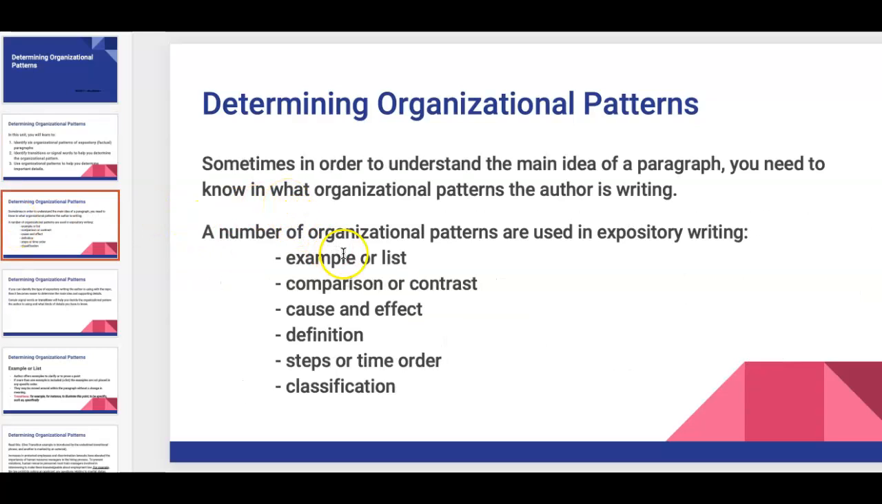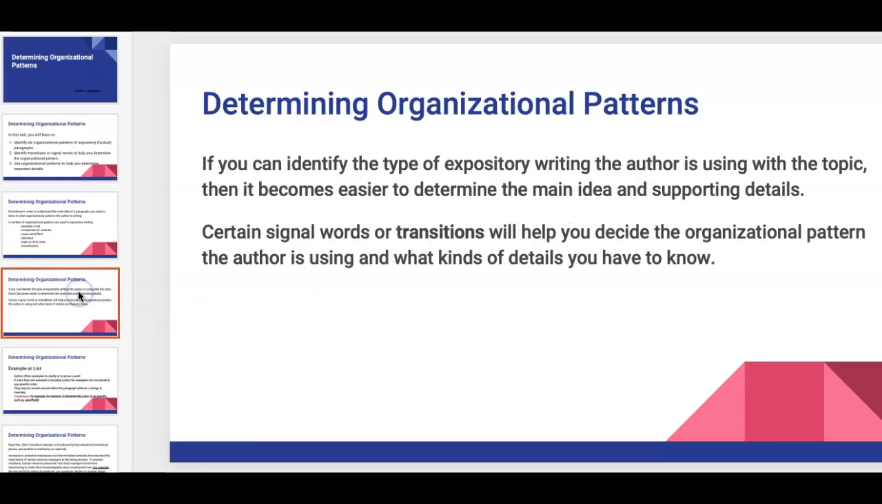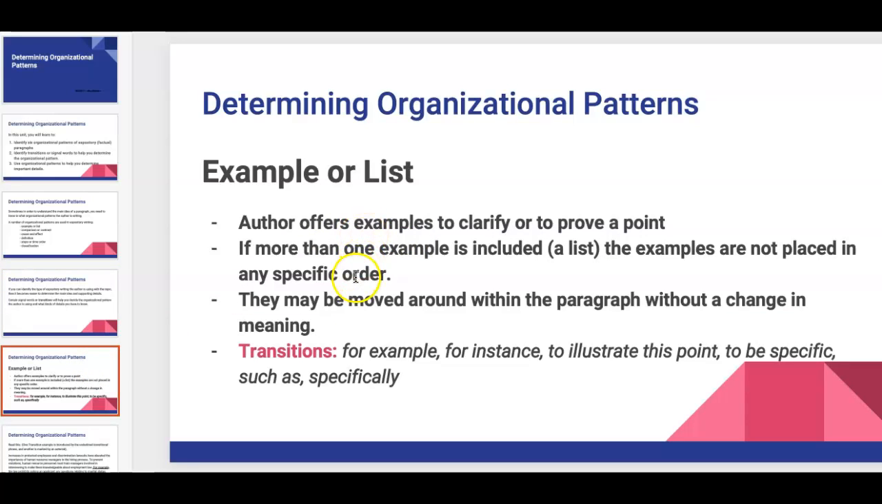So we are going to overview quickly the different organizational patterns. First of all, authors will use an example or a list, comparison or contrast, cause and effect, definition, steps or time order, and classification. So what we'll be doing for this is to pick apart these 6 different ways of organizing textbook paragraphs. Also, we are going to be looking at signal words or transitions that will help you decide the organizational patterns because there are clues.